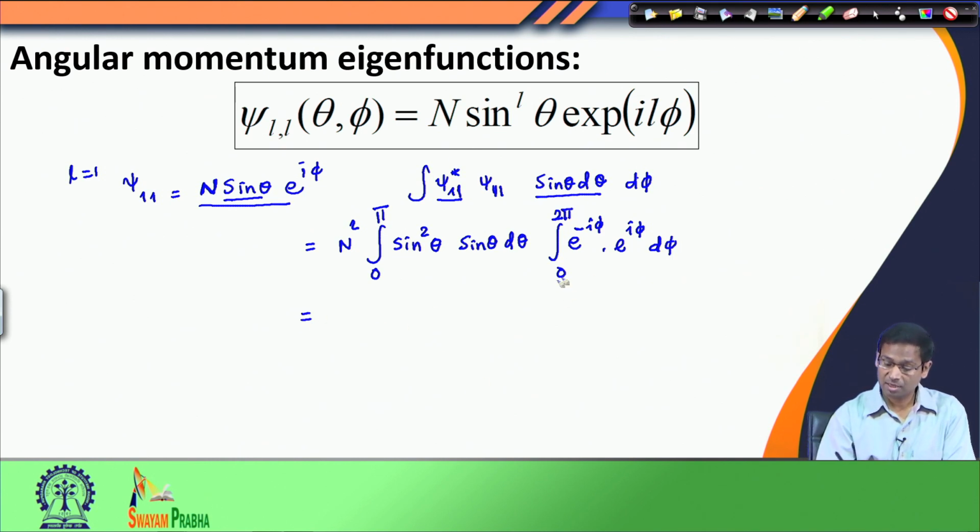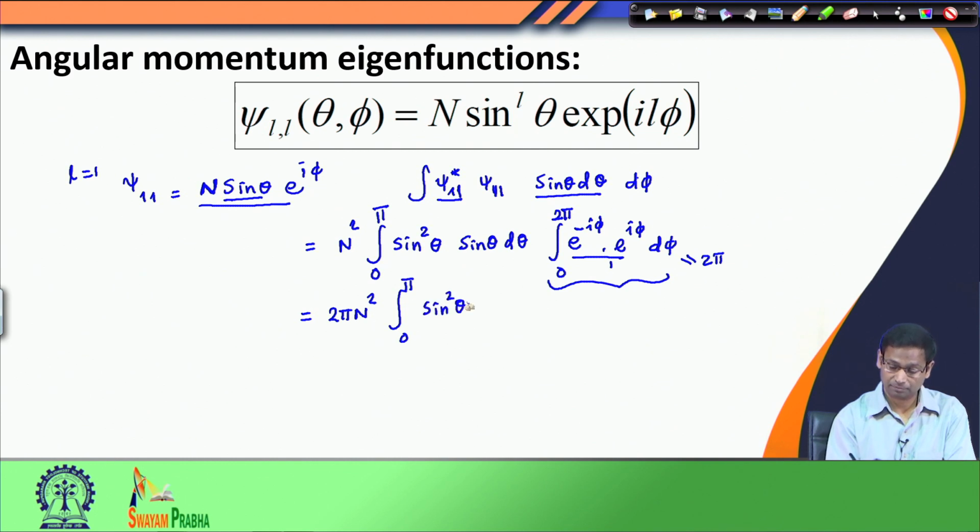When I look here, this term e to the power minus i phi times e to the power i phi gives me 1. So, therefore, this is 2 phi, and when I integrate this, it simply becomes 2 pi. This is easy. So, therefore, I am writing this as 2 pi n square, and I now have to worry about this particular integration.